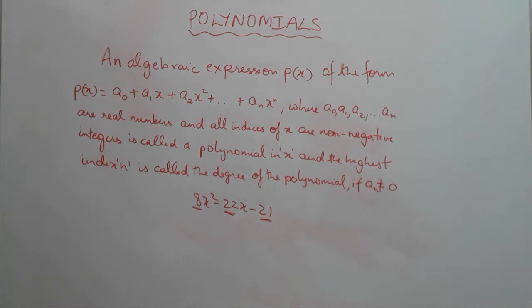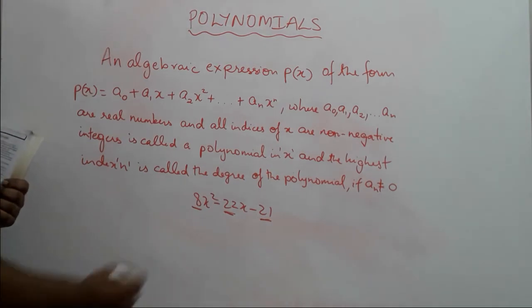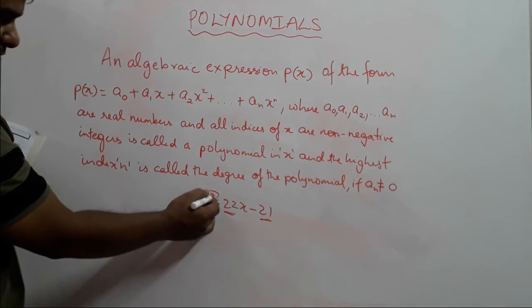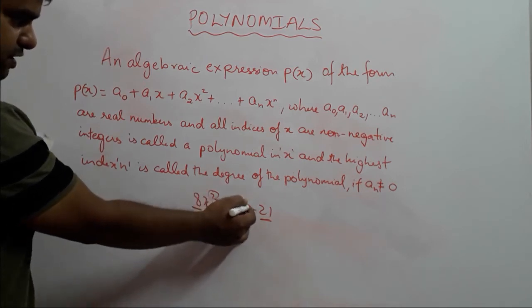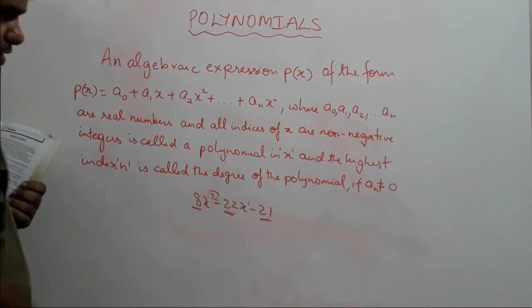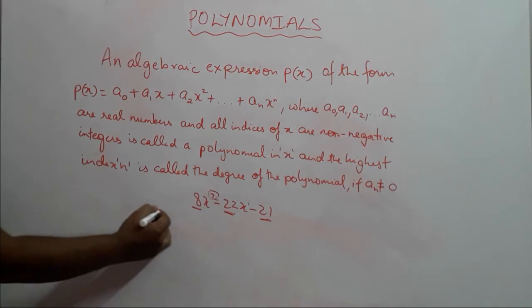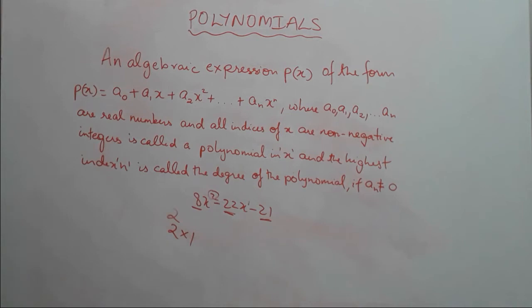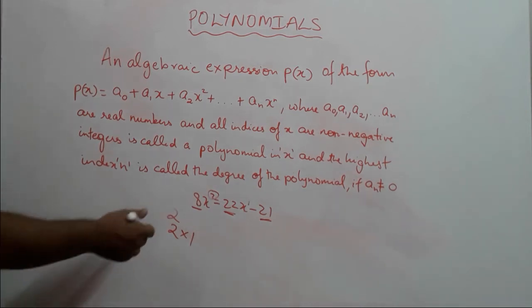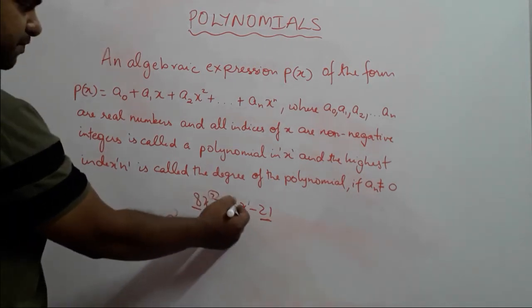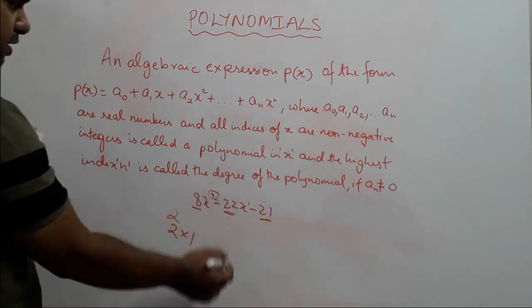Okay, and the highest index n is called the degree of the polynomial. Now in the case of x squared, the degree is 2. In the case of 22x, we don't see anything written, but the power is 1 over here. So we usually don't write it. Like for example, 2 can be written as 2 into 1, but we don't keep on writing 2 into 1. 2 is enough to understand that it can also be written as 2 into 1.